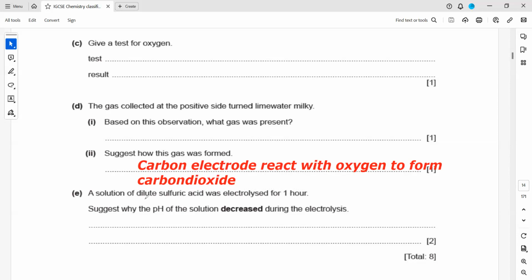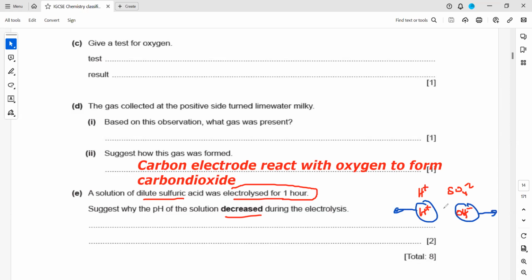A solution of dilute sulfuric acid was electrolyzed for 1 hour. Suggest why the pH of the solution decreased. Look, when we are doing electrolysis of sulfuric acid, it has hydrogen ions, it has sulfate ions, and it has hydroxide ions. So when we do electrolysis, the hydrogen ions are removed and hydroxide ions are removed. So as a result, what will happen? The water is removed from the solution. If water is removed from the solution, it will turn into a concentrated solution.